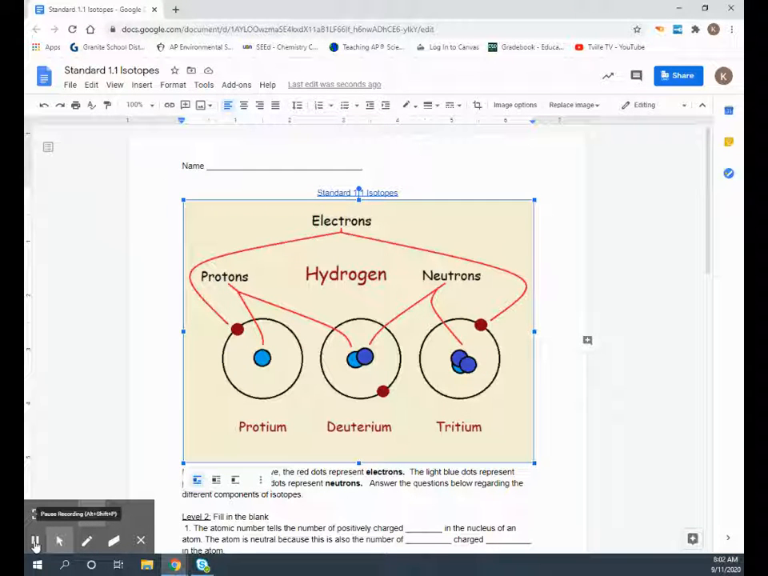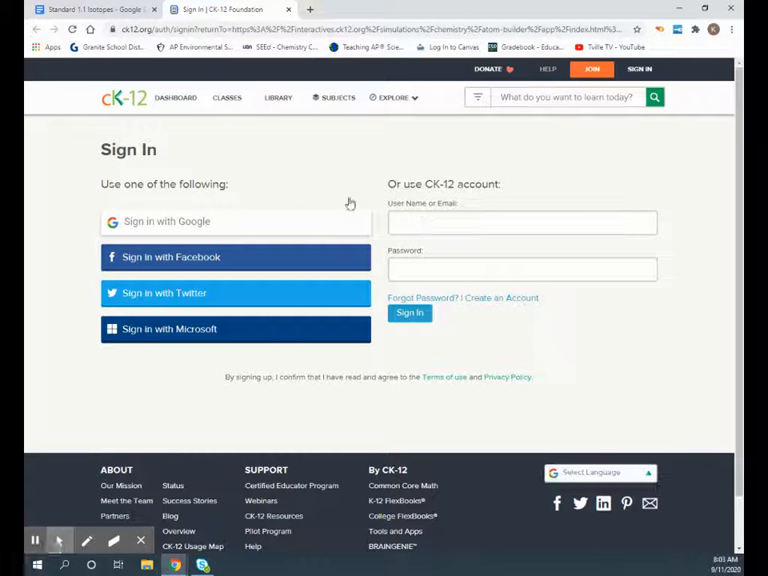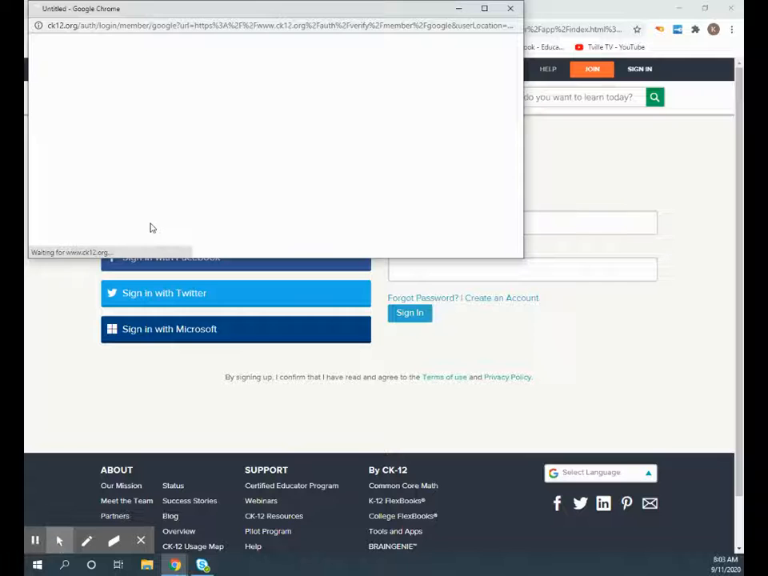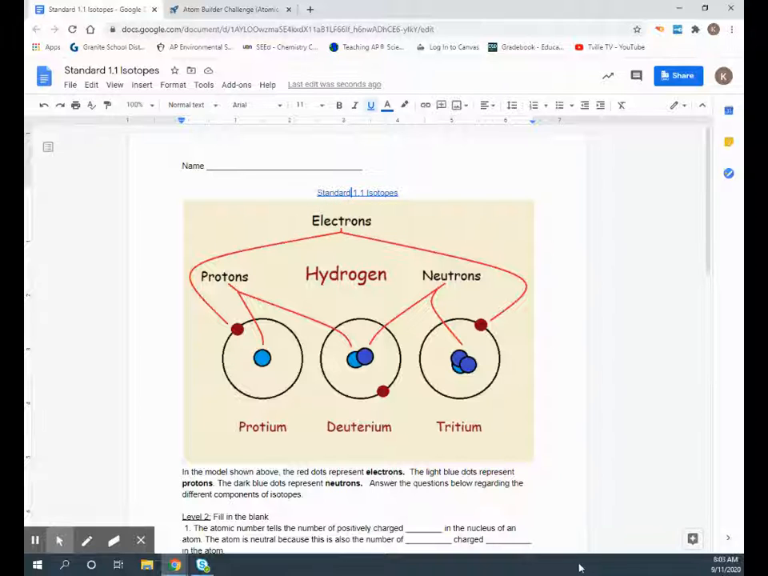So here is what the first Google Doc looks like that you will be making a copy of. Notice at the top it's hyperlinked. So if you click on this link right here, it will take you to another website that will help you to complete this activity. It's a simulation. Just sign in with your Google account, your @GraniteSD account, and the simulation should load. So use this simulation to help you complete this Google Doc activity.